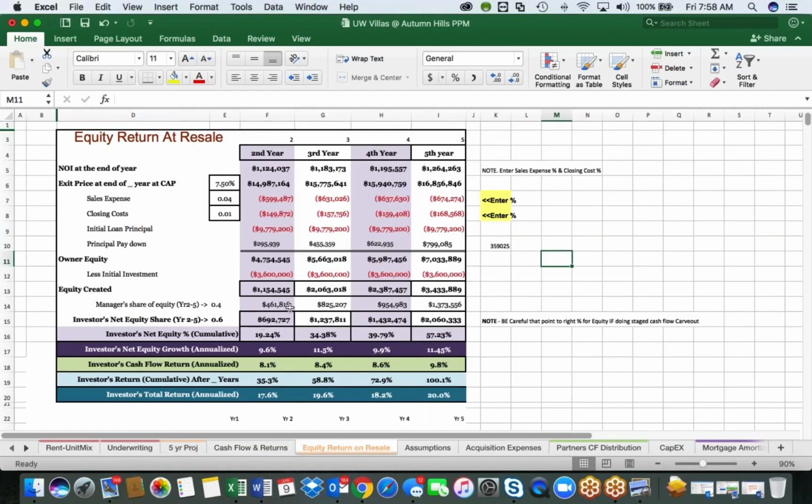Right over here is the breakdown, the manager's share of the equity gain, which from year 2 to 5 is 40%. Equity gain is always 40%. If we sell in the 5th year, I, the manager, the syndicator, will make 1,373,000 and the investors will make 2,060,000. So that's how it is all broken down. But for people starting out, you will be able to finagle these numbers and make them less or more depending on how you want to do it, right?